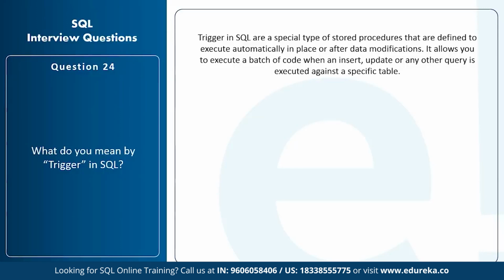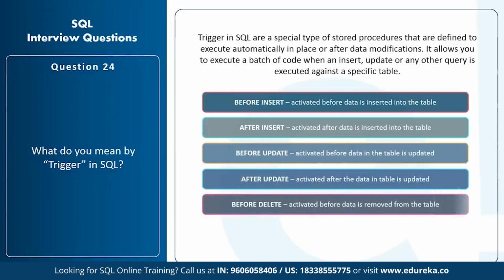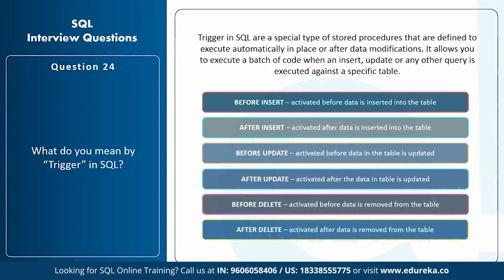So guys, there are mainly 6 types of triggers that you need to understand about. That is the before insert, after insert, before update, after update, before delete, and after delete. So basically the two main key terms that you need to understand are the before and the after. So these are completely applied on the insert, update, and the delete commands. The before insert is basically activated before the data is inserted into the table. The after insert is activated after the data is inserted into the table.